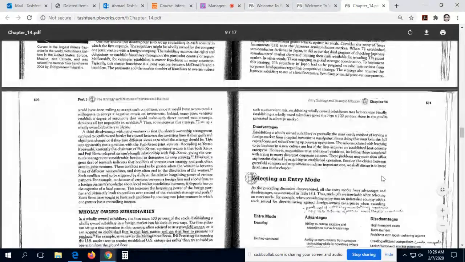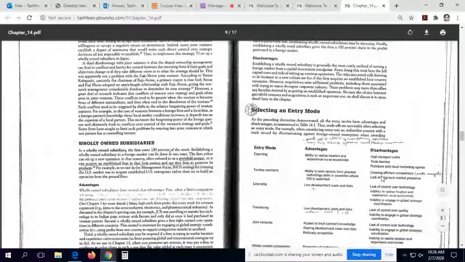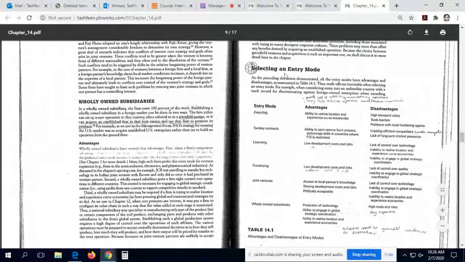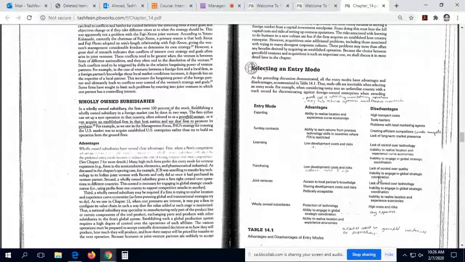what works for your type of wholly owned subsidiary. You can think about that, selecting an entry mode. This is a nice table, it gives you advantages, disadvantages. You don't have to read the chapters. Yeah, that is not necessary.